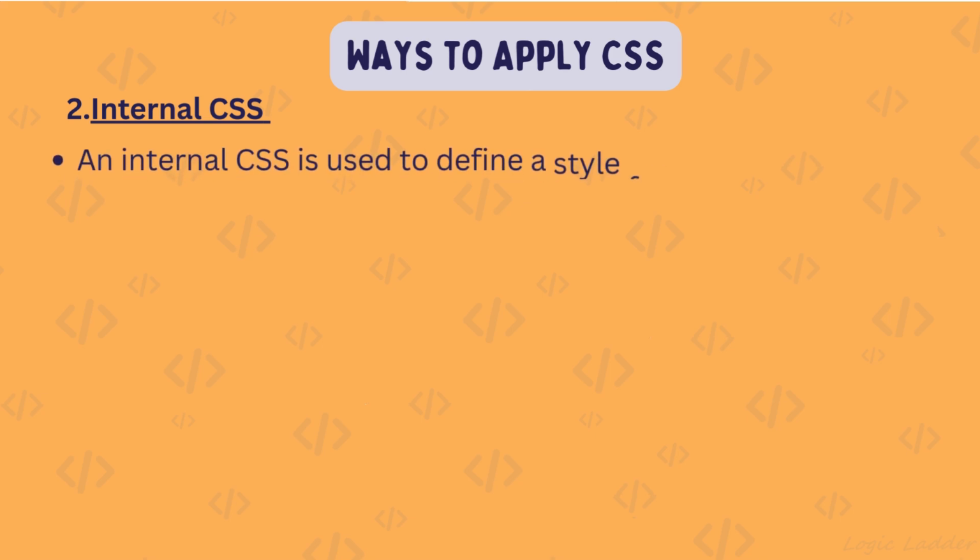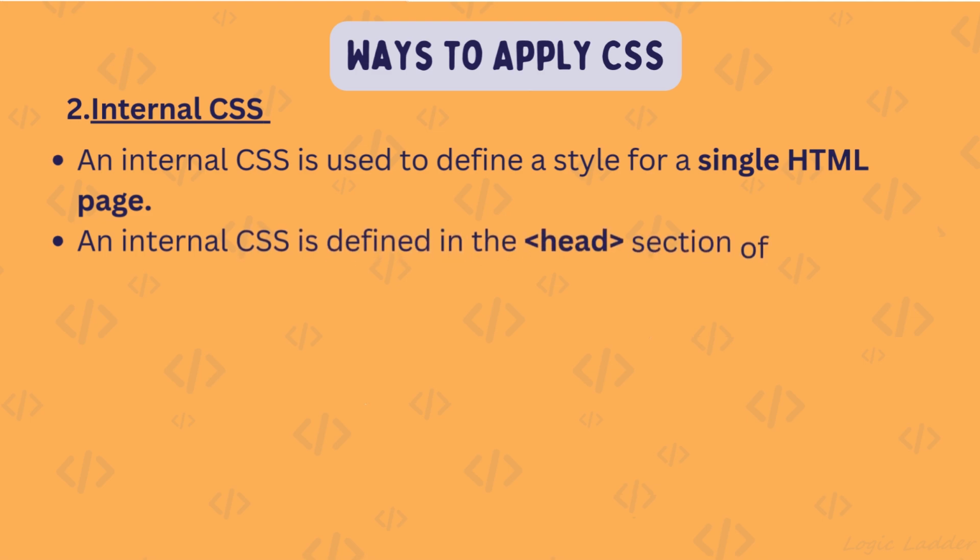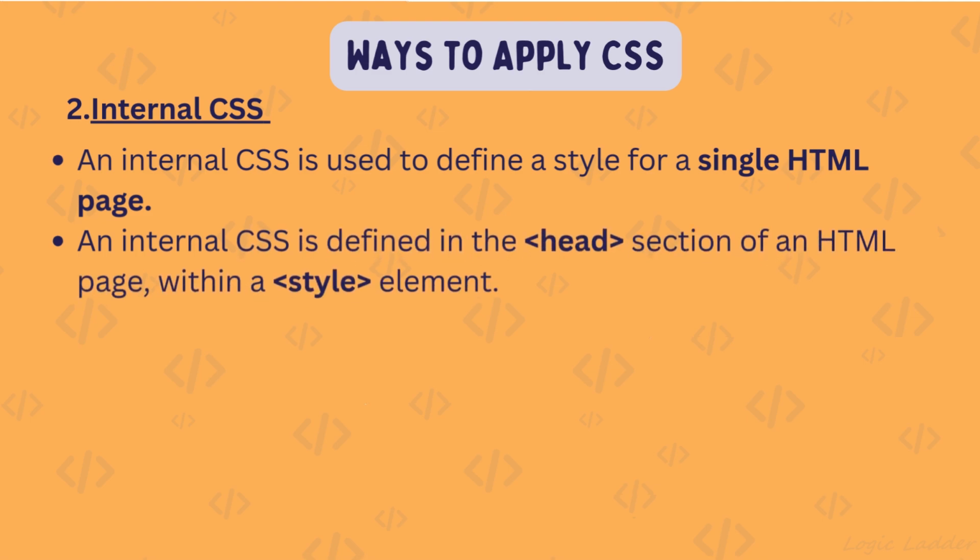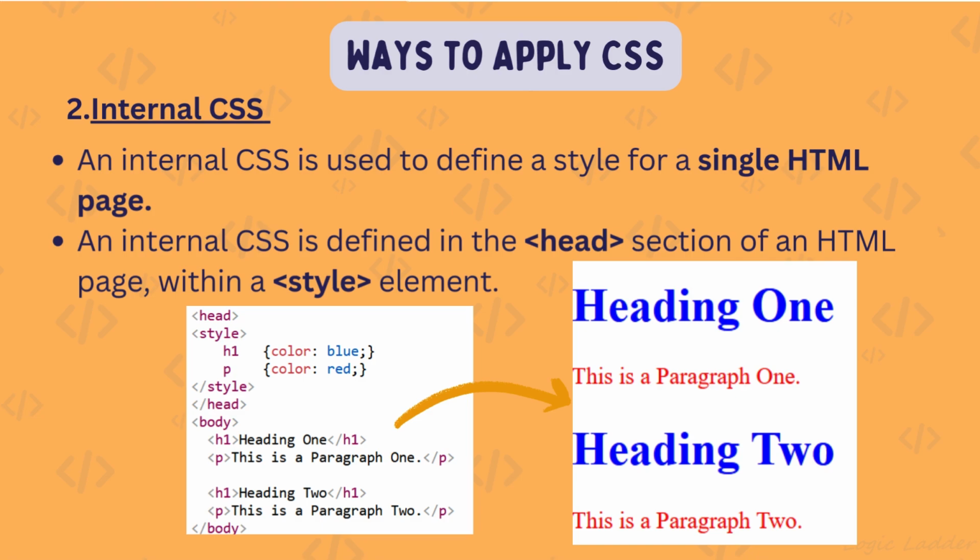Number 2 is the internal CSS. An internal CSS is used to define a style for a single HTML page. An internal CSS is defined in the head section of an HTML page, within a style tag. The following example sets the text color of all the H1 elements, on that page, to blue, and the text color of all the P elements to red.